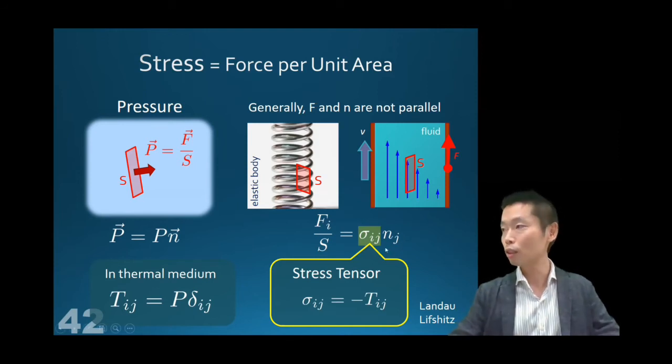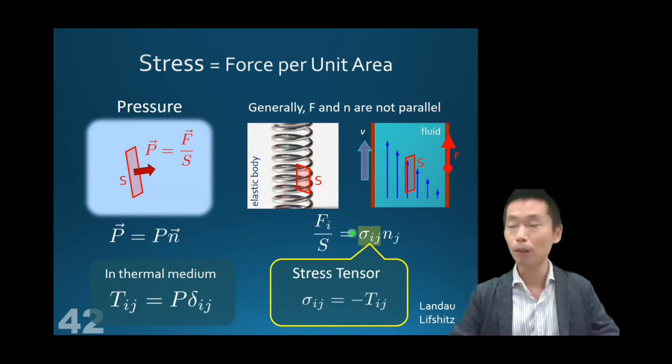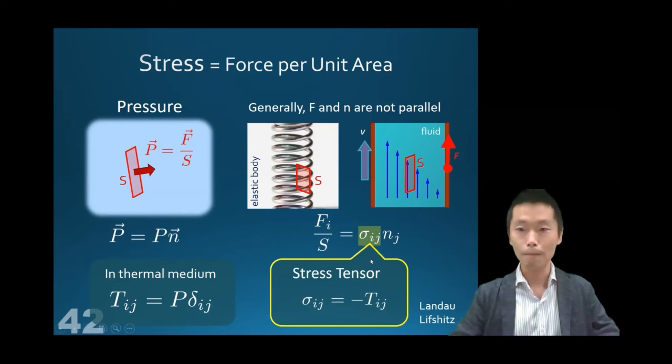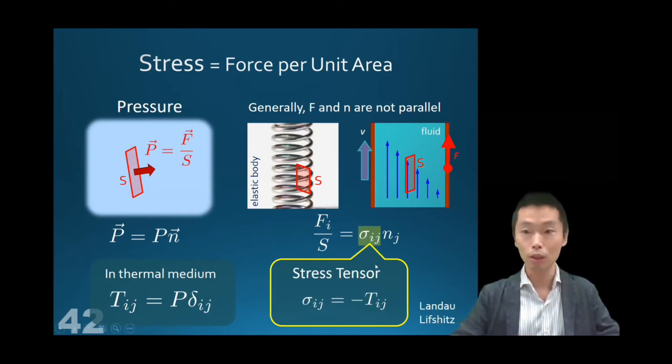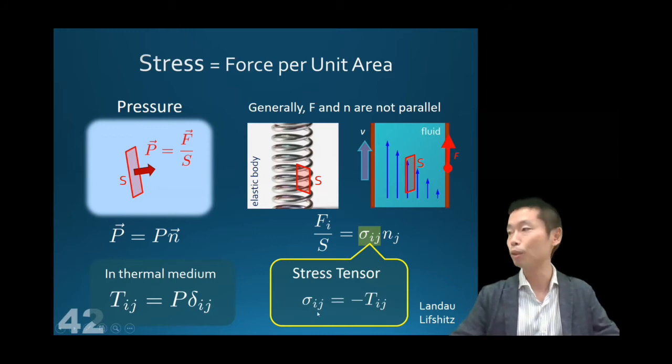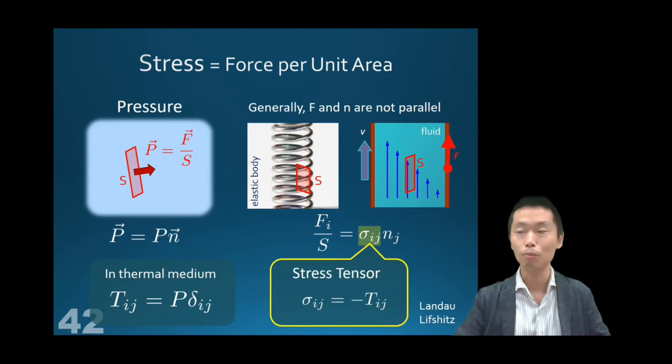And in this case, the relation between this force and the normal vector is given by this second rank tensor. And this tensor is the stress tensor. In the conventional definition, this sigma ij is given by minus Tij, so there is a sign difference between the spatial component of EMT and the stress tensor. Anyway, this stress tensor is very important in understanding the concept of force.